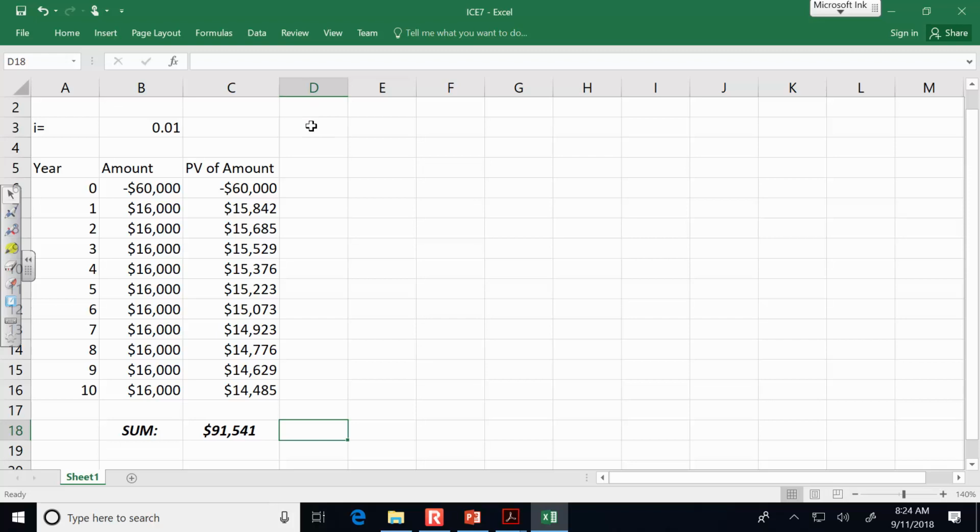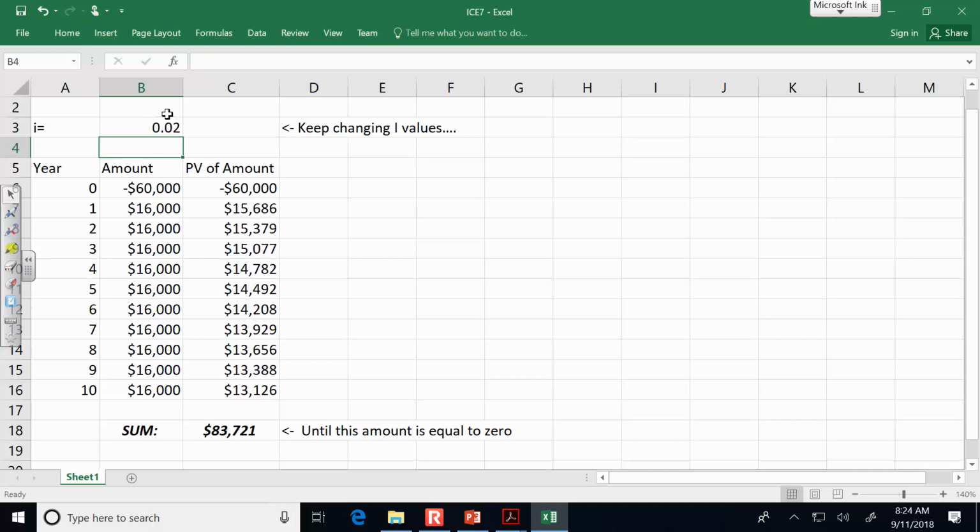So what our operation is, we're going to keep changing I values until this amount is equal to 0. That's what we're going to do. All right, so let's see if 2% gets us closer. 0.02. Yes, we're headed in the right direction. 0.03.